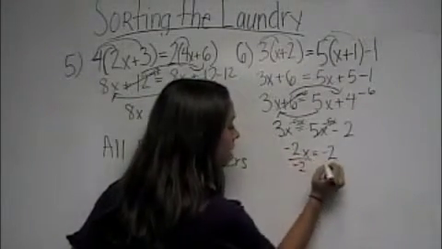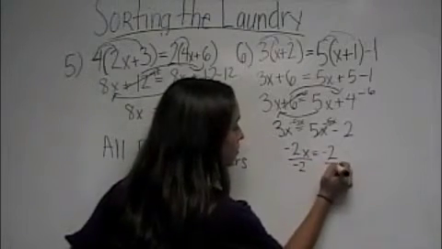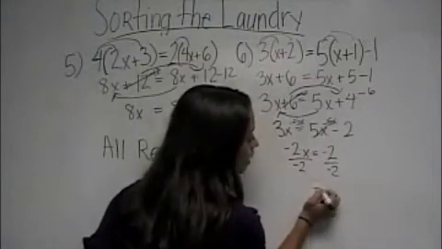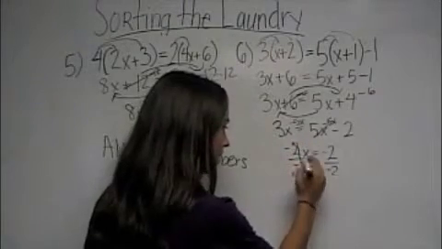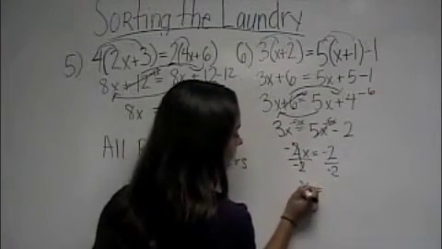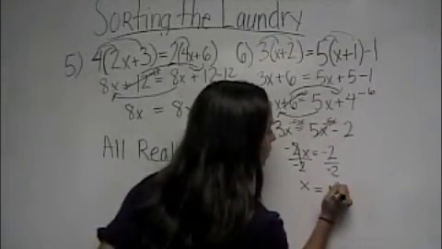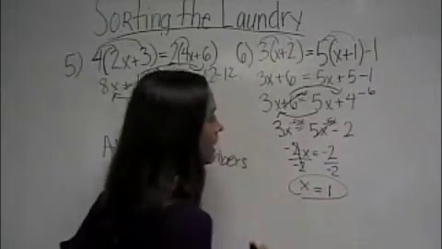-2x needs to be divided by -2. We do that to both sides. Line up my equal sign. -2 divided by -2 cancels. x equals +1. And that is our final answer.